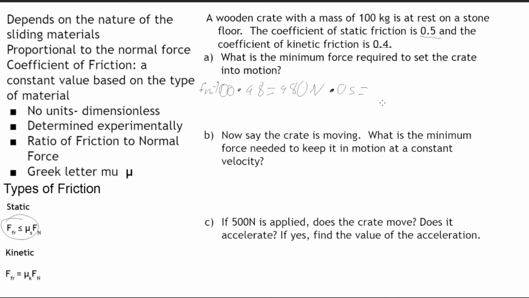So otherwise, just multiply it by 1/2 or divide by 2. It's very similar. So that means the minimum force required is going to be 490 newtons to get the crate into motion. And the reason this works is because if we look at the inequality, our force of friction is either less than or equal to 490 newtons. So that means this is greater than or equal to the force of friction.